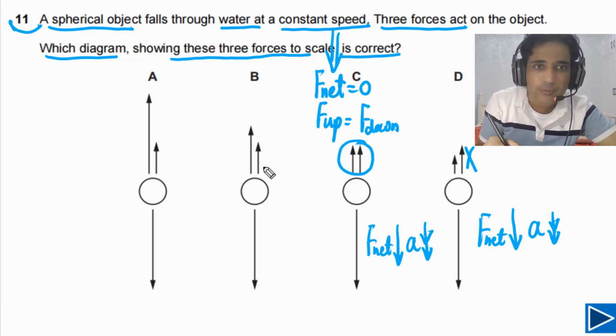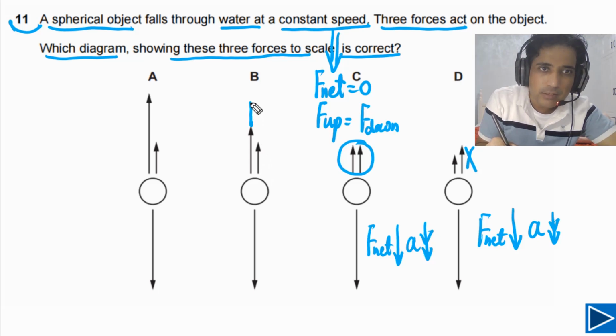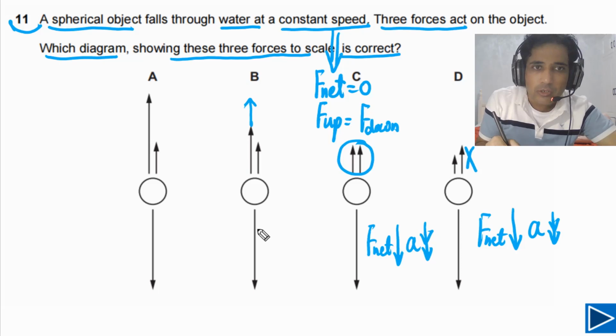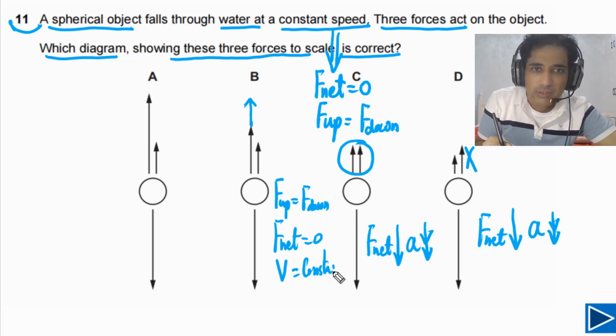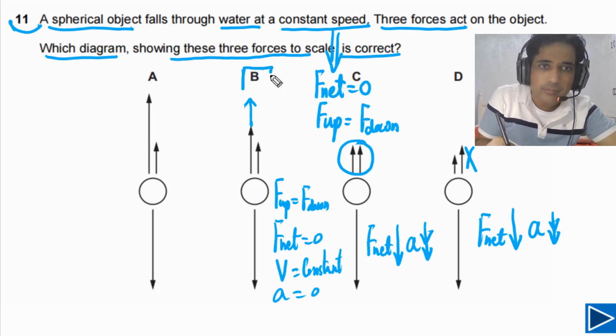If you look at option B, you can see we have this arrow. If I place this arrow here, let's say this arrow is here. Now if you look at these two, they are almost equal. So in this case we can say upward force is equal to downward force. So in this case F net is equal to 0. So the speed of the object will be constant, or you can say acceleration of the object is equal to 0. So this can be the answer.